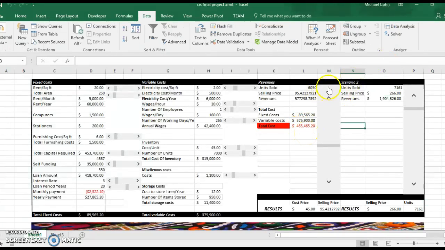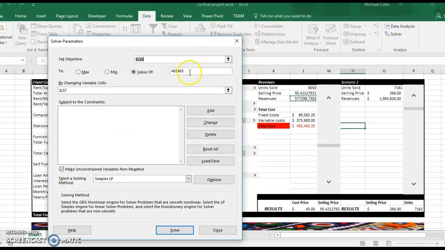So let's say that my sister thinks that in the first year she can sell roughly 6,050 units. So she wants to know how much she should sell each unit for to ensure that she breaks even in the first year. So we can do that by using Solver. We set the objective to revenues, we set it to the value of our total cost, and we set it by changing the value of selling price.